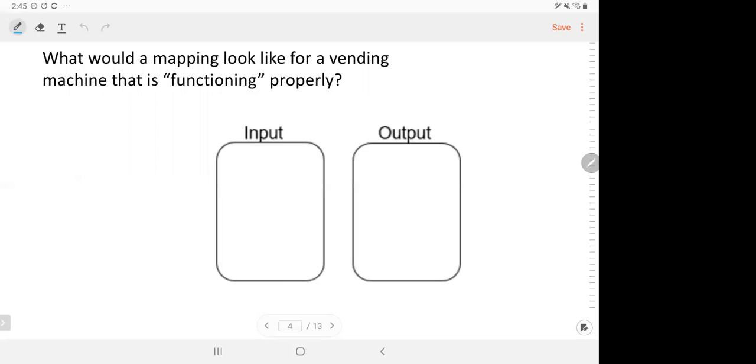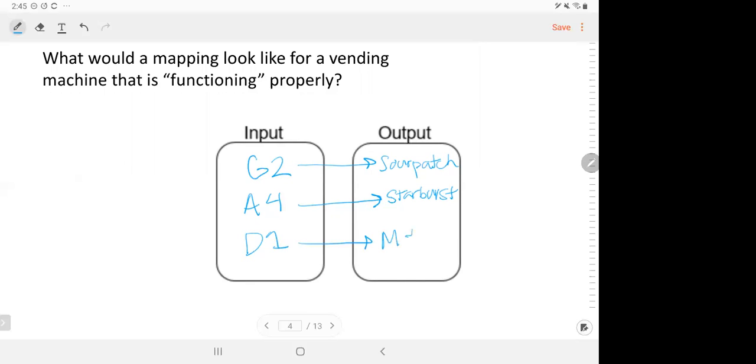What would a mapping look like for a vending machine that is functioning properly? Well, if I put in, let's just say G2, I want to get those Sour Patch. Let's say that A4 got us some Starburst. We all know how much I love Starburst. And let's say that D1 got us some M&Ms. So each input corresponds to exactly one output. So this machine would be functioning properly.